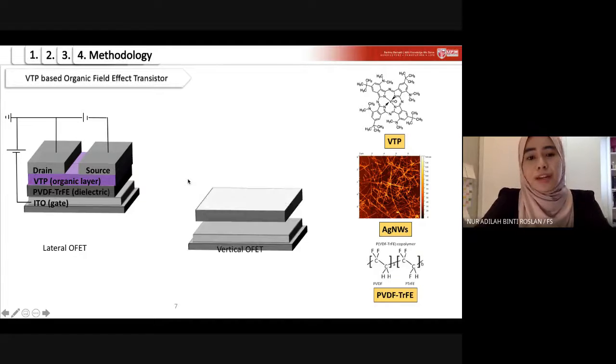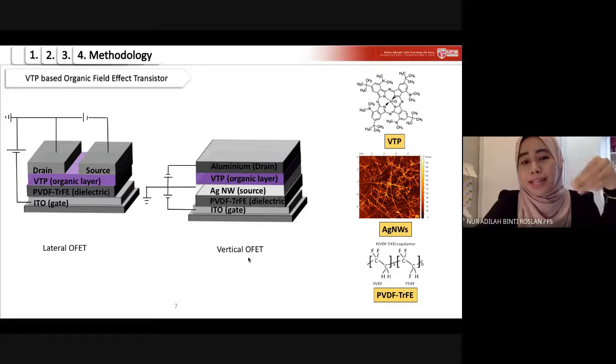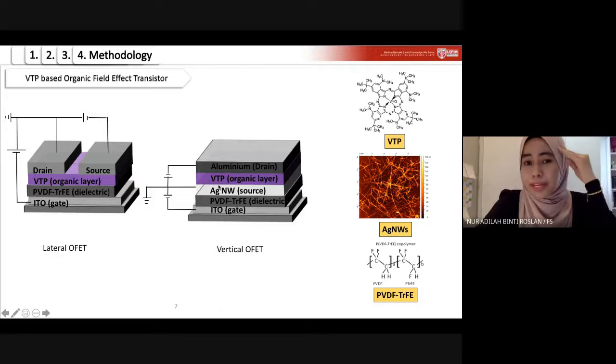As for the vertical offset, or VORFET in short, all the parameters are the same, but the only difference is the silver nanowire acting as the source electrode. Because theoretically, in the fabrication of the VORFET, you must know that the middle electrode or the intermediate electrode must have a thin and rough morphology. So that is why I choose silver nanowire as my source electrode.